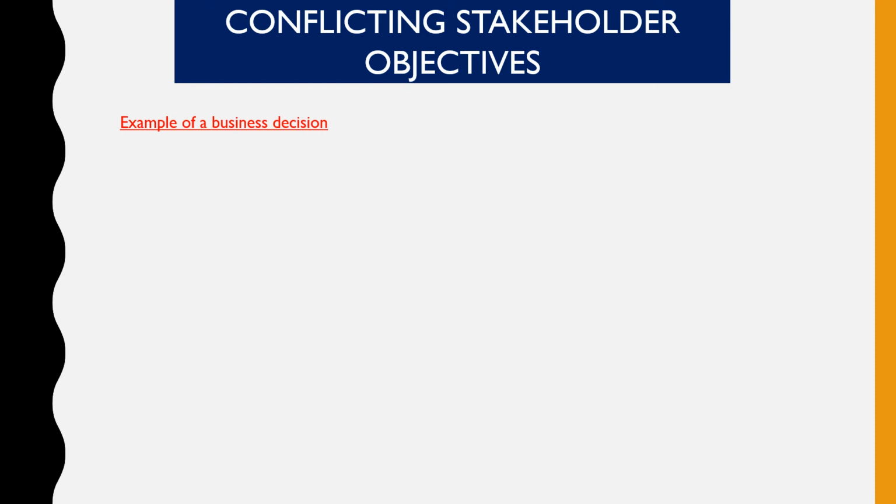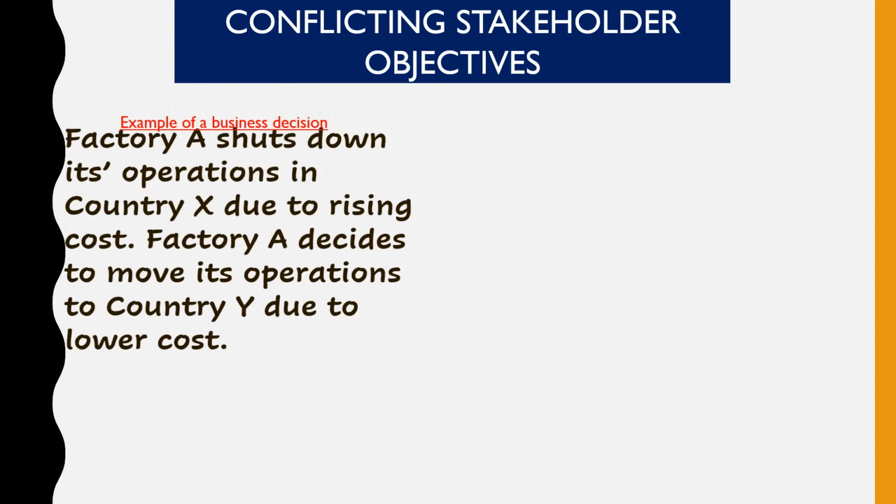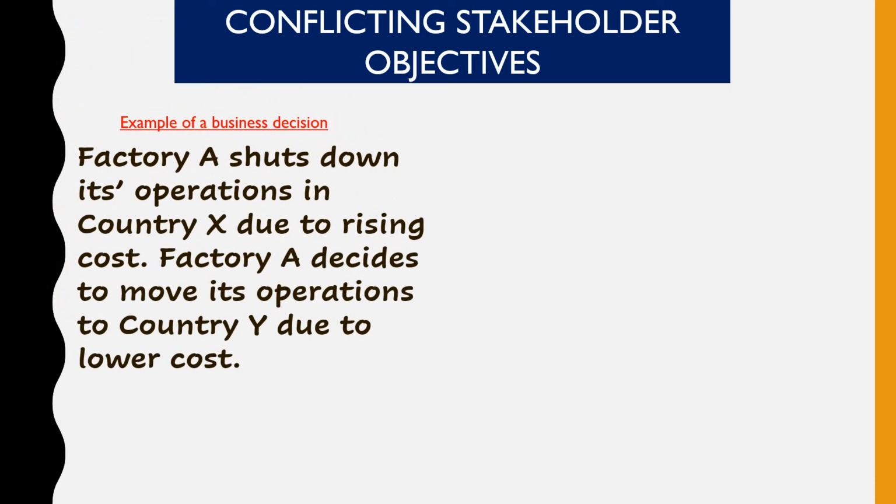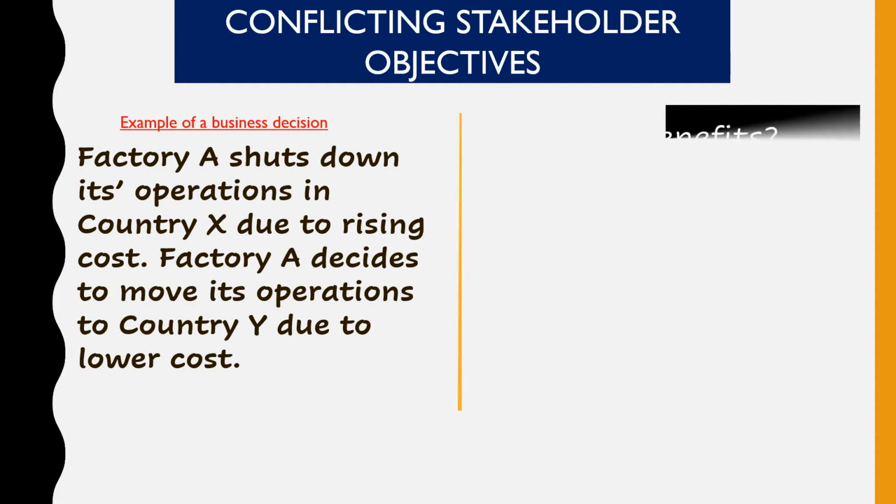Now, let's look at an example of conflicting stakeholder objectives. This is an example of a business decision. Factory A shuts down its operations in country X due to rising cost, and then decides to move its operations to country Y due to lower cost. Before we look at more explanation on this example, you will see that there will be parties who will be benefiting from this decision of factory A, and there will be parties who would be losing out based on what factory A is going to do.